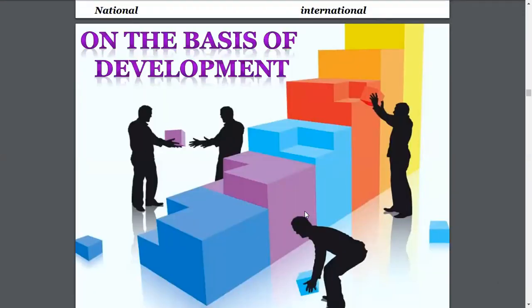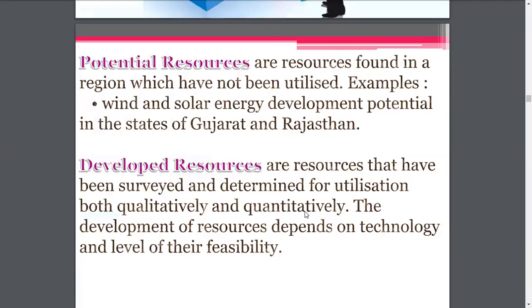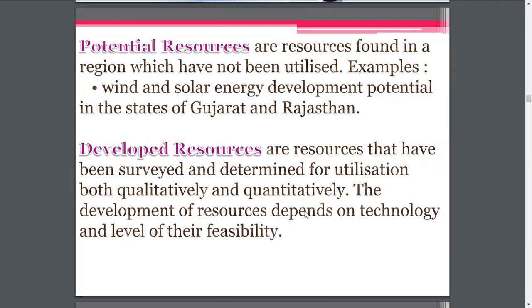Now we have seen three: on the basis of origin, on the basis of exhaustibility, on the basis of ownership. Now the fourth one, on the basis of development. Potential resources and developed resources. Potential resources means those resources which are found in a region but have not been utilized. It's found in the region, it's there, we know, but we have not utilized it.